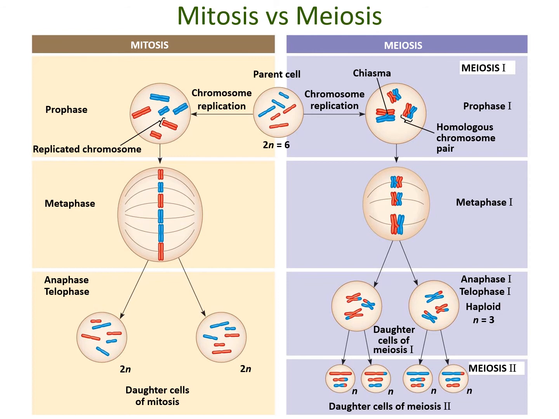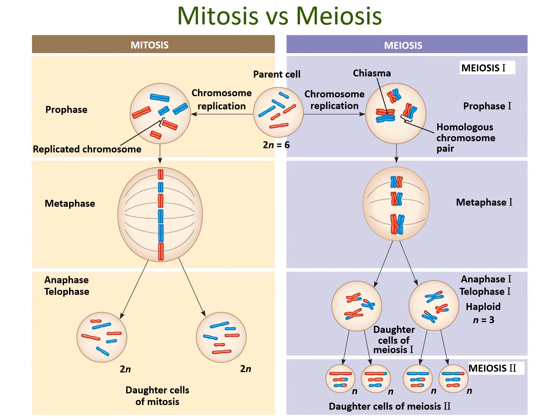At metaphase, we have these tetrads that are lined up along the metaphase plate. So notice we're not dealing with individual chromosomes end to end. Now we have tetrads of homologous chromosomes along the metaphase plate. They're going to be pulled apart. So during the first division of meiosis, we have the chromosomes being pulled apart.